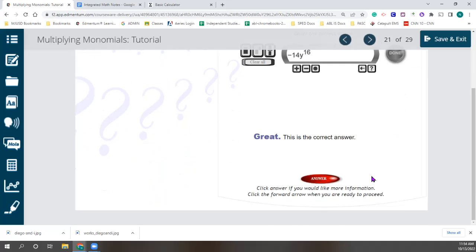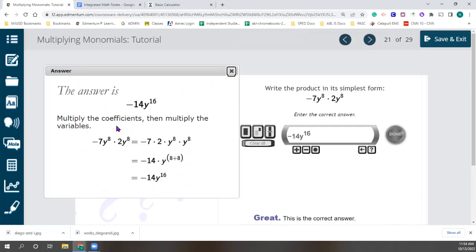Done. Great. I didn't have to write that one down because I've been practicing, but just double check. That is how we got the answer. Look, it even shows the 8 plus 8 for the exponents.